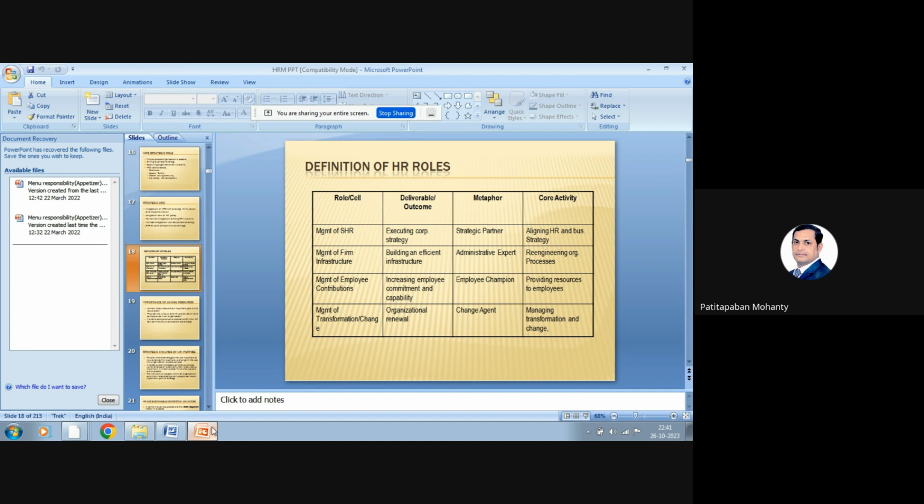So this is a sample of the different HR roles that every organization is going to perform or offer on a daily basis, whether it is hospitality, manufacturing, or any corporate kind of organization. Okay, just hold on.